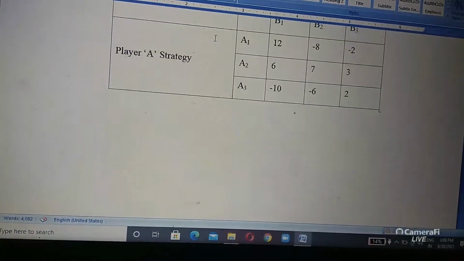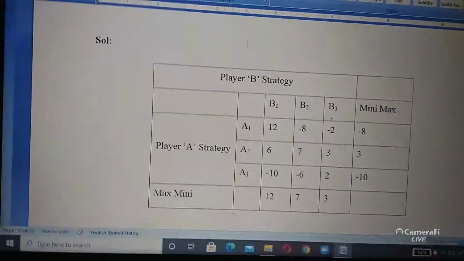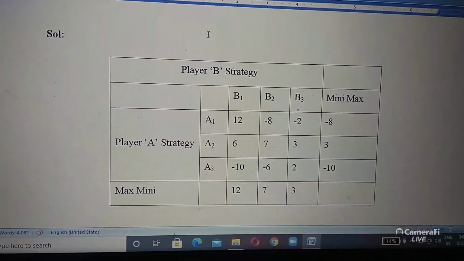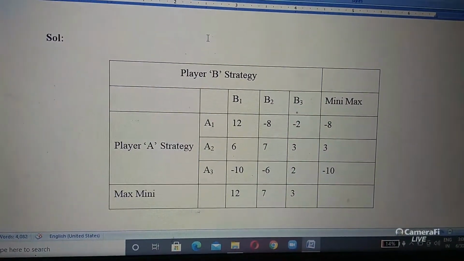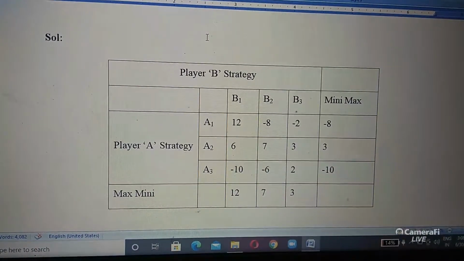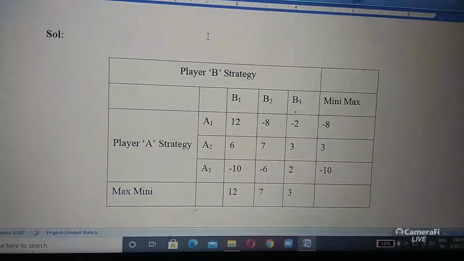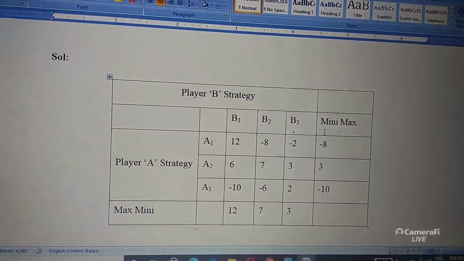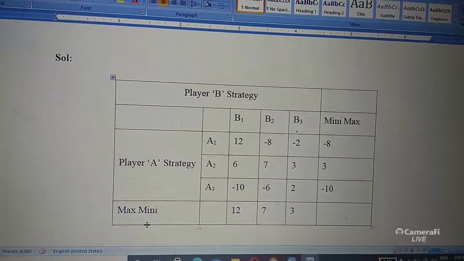this is the given question. By observing this question you see the answer, the solution. Player B strategy, player A strategy. As it is, I copied the question, that is A1, A2, A3, B1, B2, B3. Then on the right side, I have written minimax and on the downside max mini. I have added this.